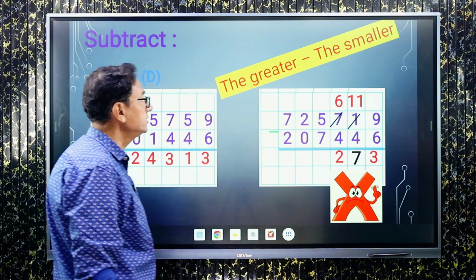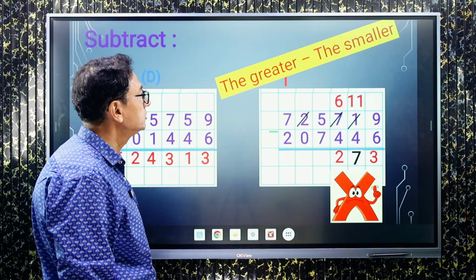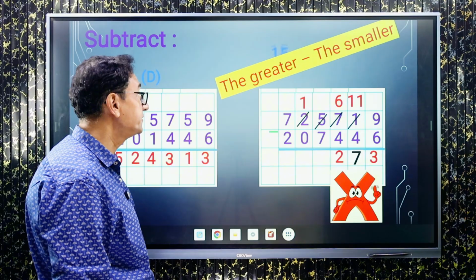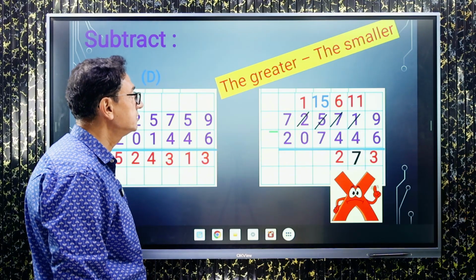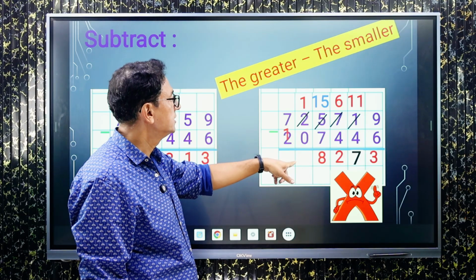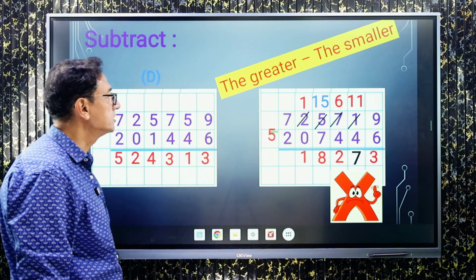We will borrow 1 out of 2. It will be 1, and 5 will be 15. 15 minus 7 equals 8, and 1 minus 0 equals 1. 7 minus 2 equals 5.